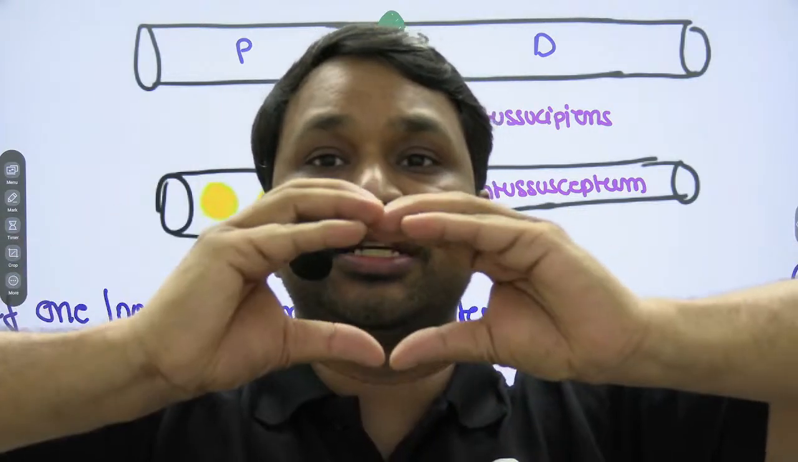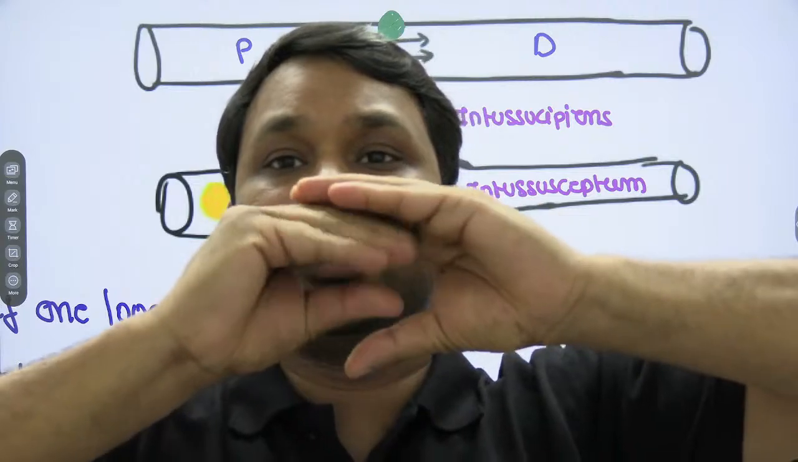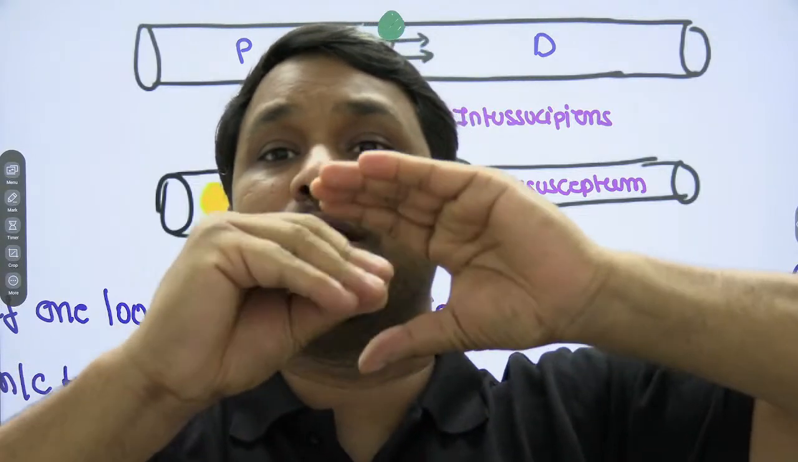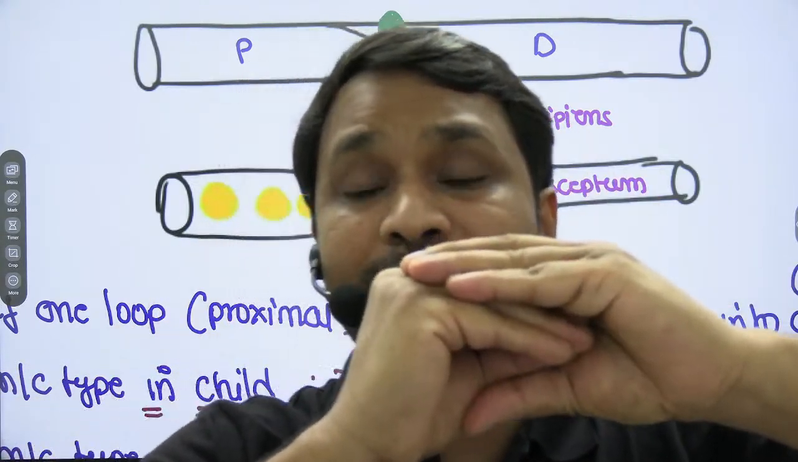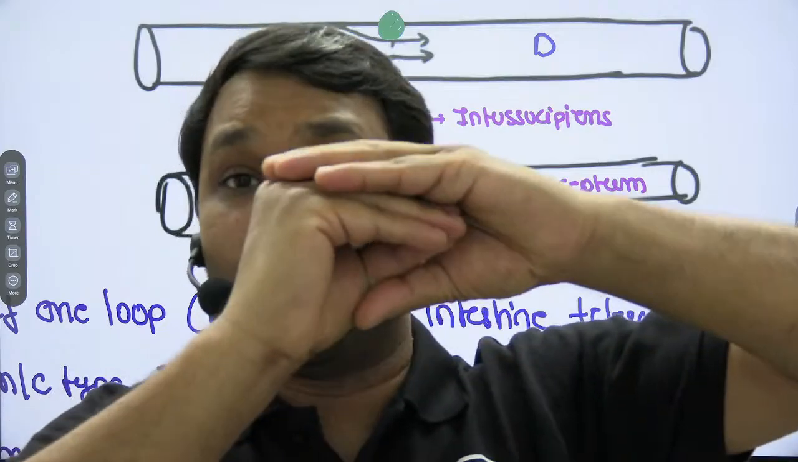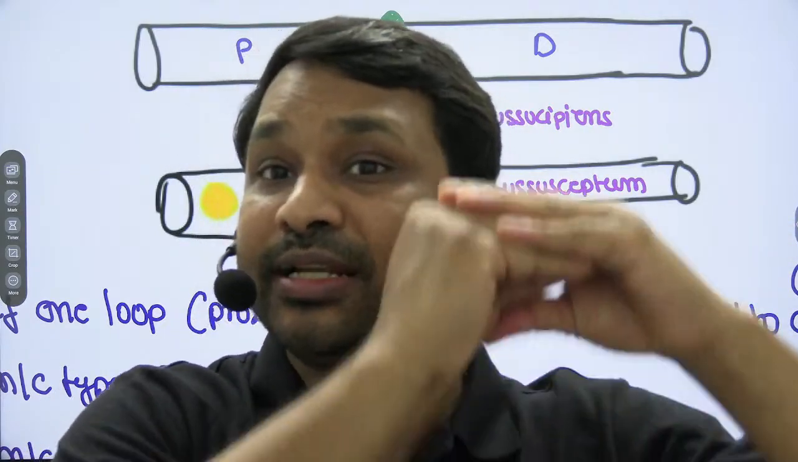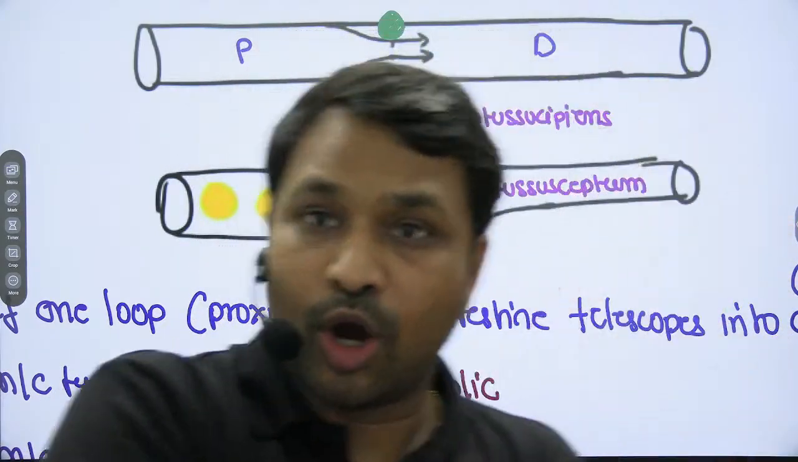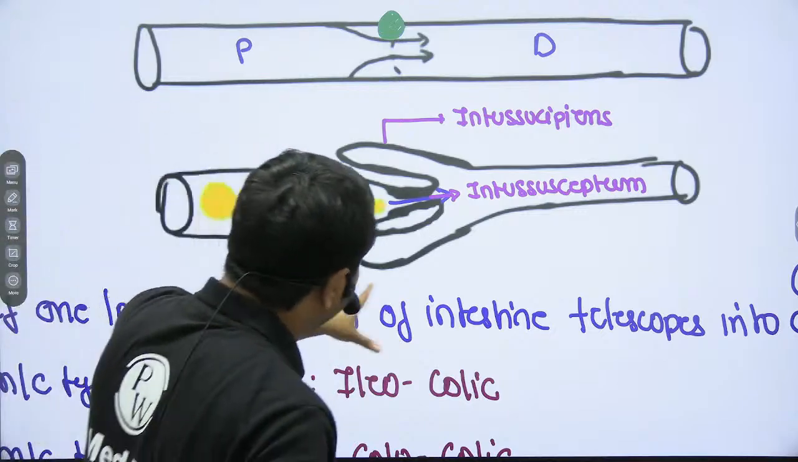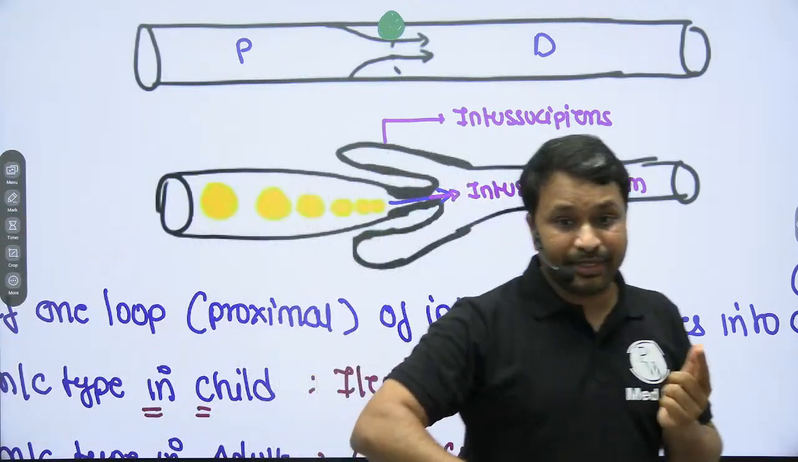So the bowel just telescopes like this. The part of the bowel which is inside is what we call the intussusceptum, and the one that is accommodating it is called the intussuscipiens. Obviously the intussusceptum is getting compressed, and compression will cause compression of its vascularity, and this area of the bowel can get damaged, right?